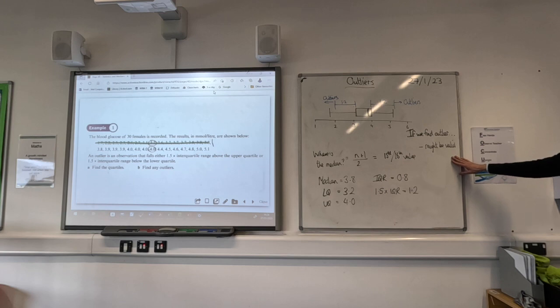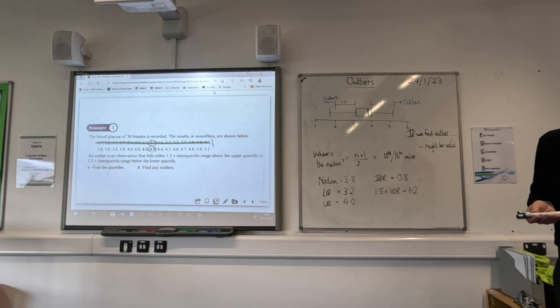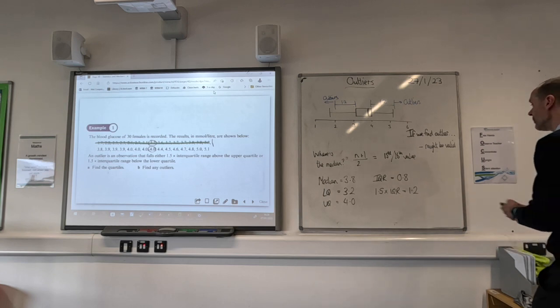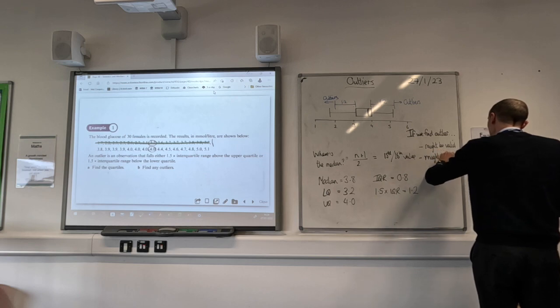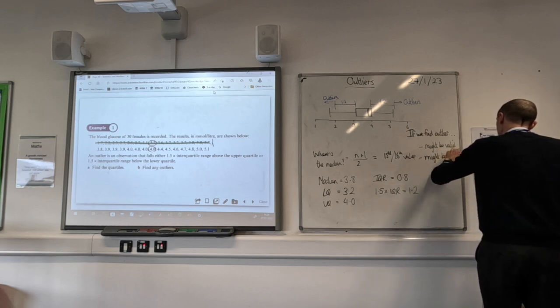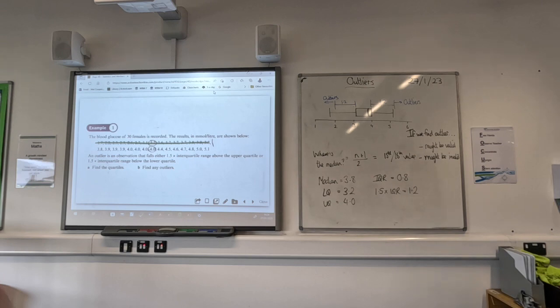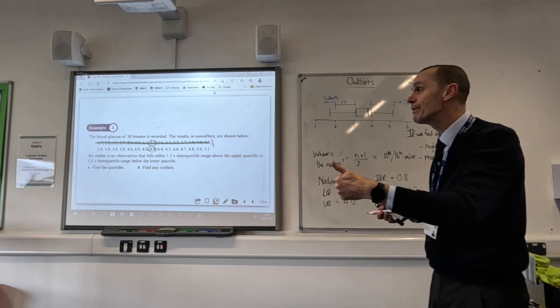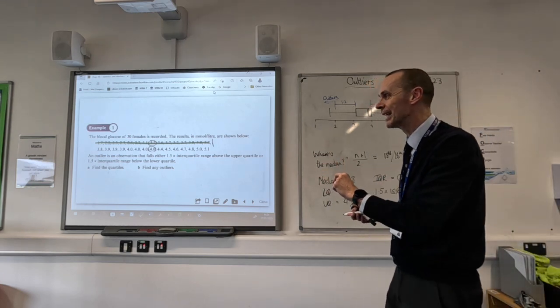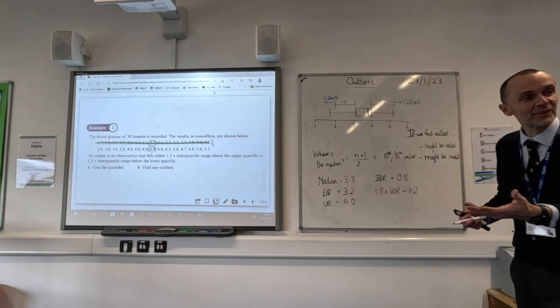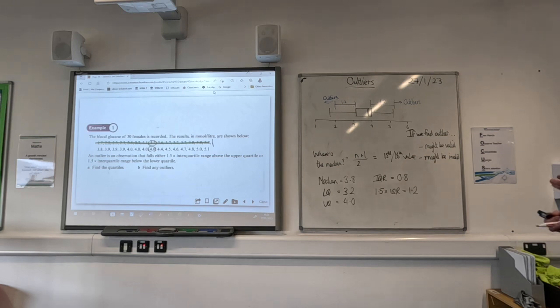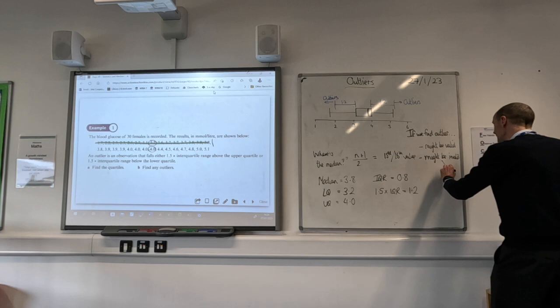There might be a good reason why, in which case we leave them. But they might be invalid. So we might have made a mistake in our measurements, or we wrote it down wrong. We meant to write down 17 and we wrote 1.7. Or the machine might have broken, whatever machine it was measuring. And if it's invalid, then we take it away.